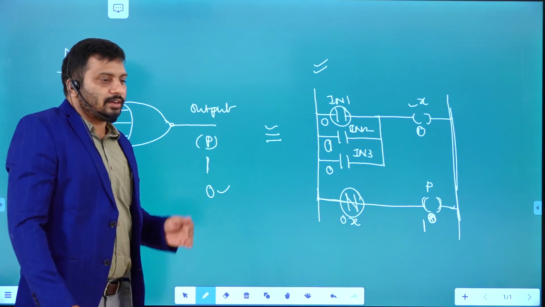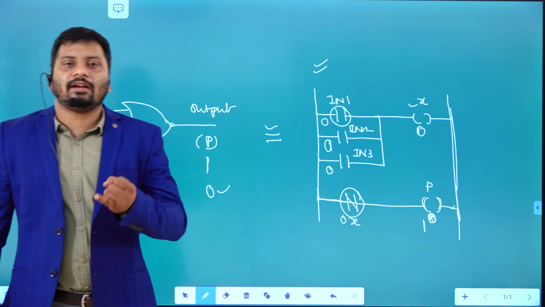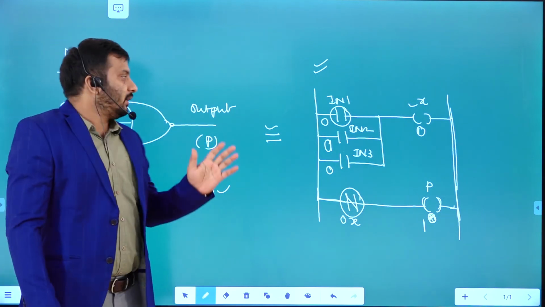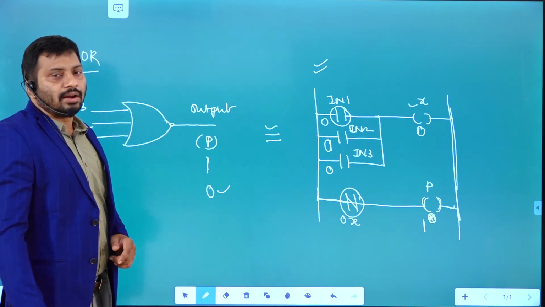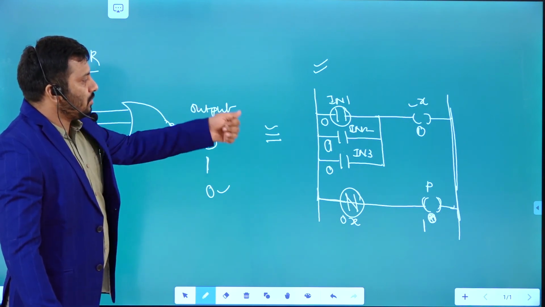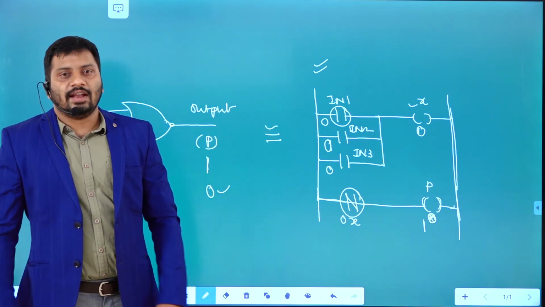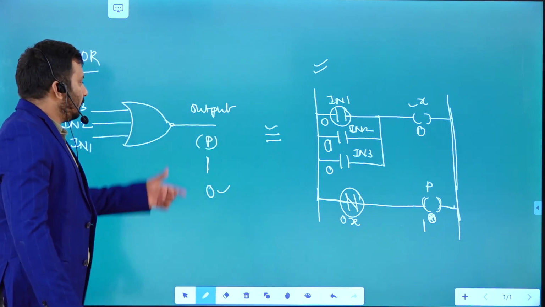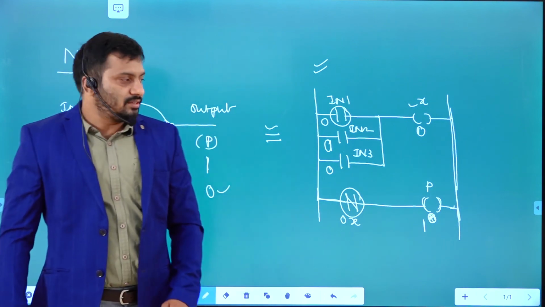So like that, these are the equivalent PLC logic gates for AND, OR, NOT, NOR and NAND, right? For the XOR also you can write rungs like this. These are going to be used while writing the PLC ladder logic for different applications, right? So this is about the basic logic gates.